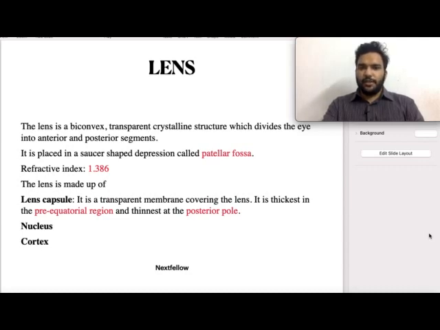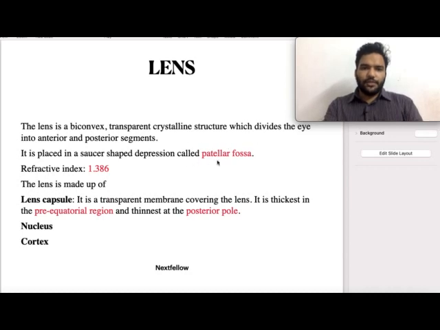So then there comes the next question. What separates the anterior chamber and posterior chamber? It is the iris. The lens is placed in a saucer shaped depression called the patellar fossa. Now we will talk about the difference between subluxation and dislocation. Subluxation is when the lens is outside its normal area but still within the patellar fossa, part of which is in the pupillary axis, whereas in dislocation the entire lens is out of the patellar fossa.